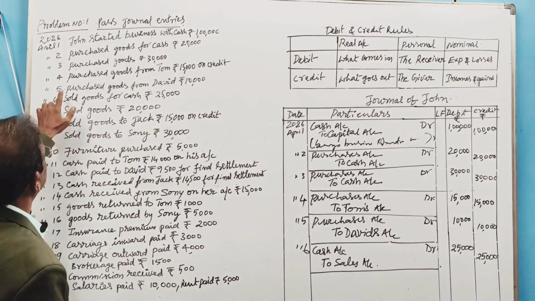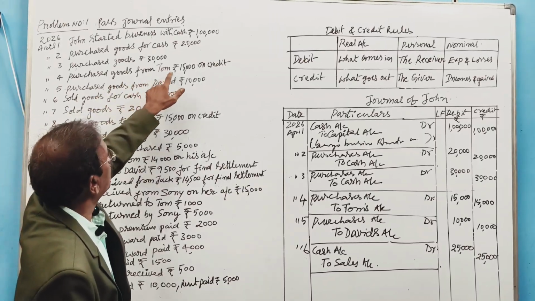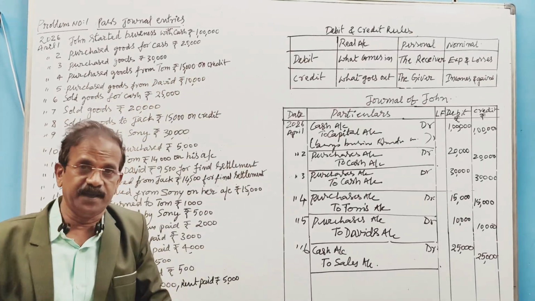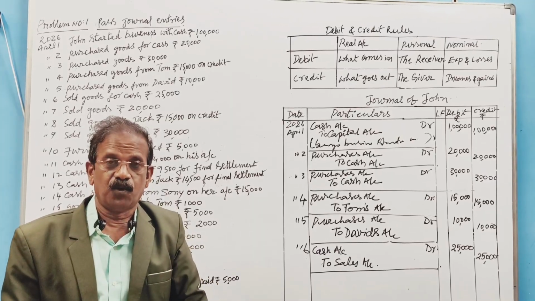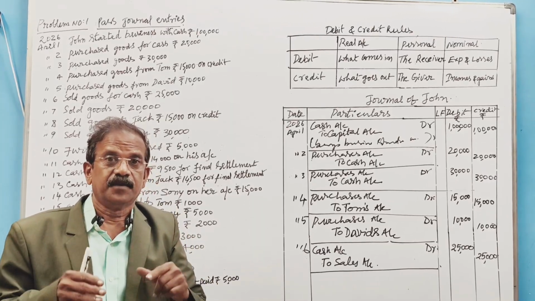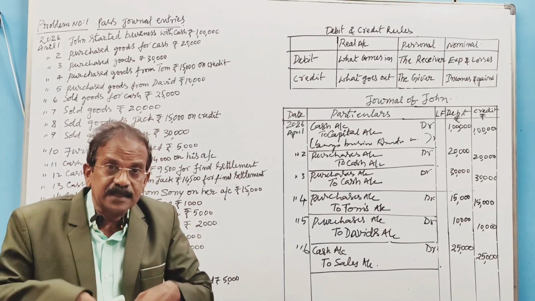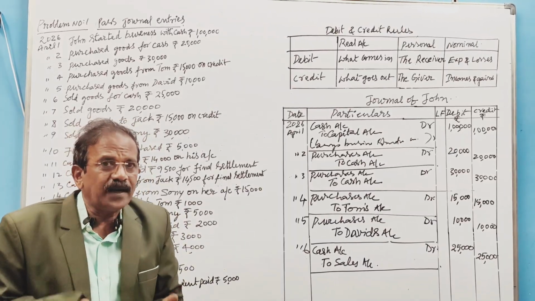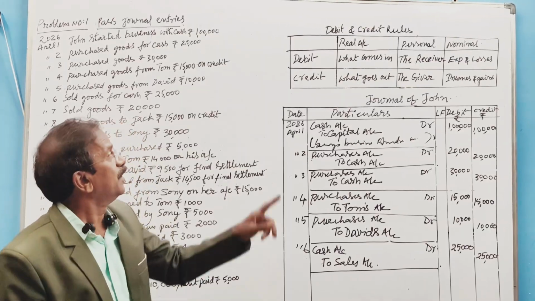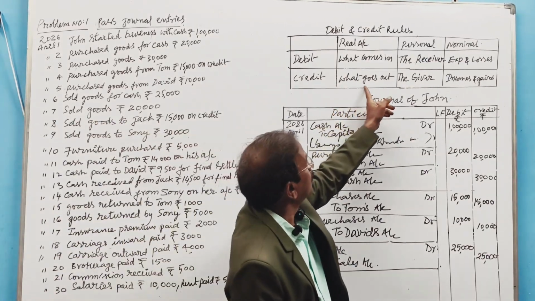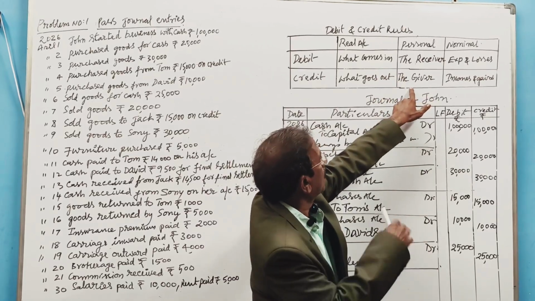You have to question. See here, purchased goods from Tom on credit means we are not paying any cash right now. Credit means we will pay this amount later, not at the time of purchase. Now what happened now? We are not giving anything. Then you have to question the right one. Second, shift to the right column.